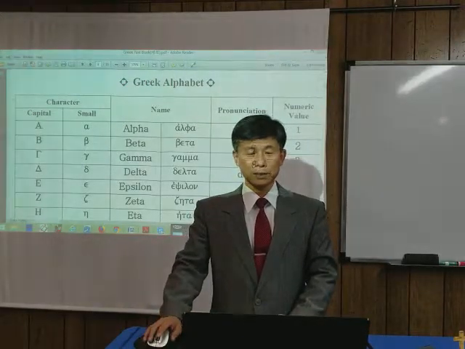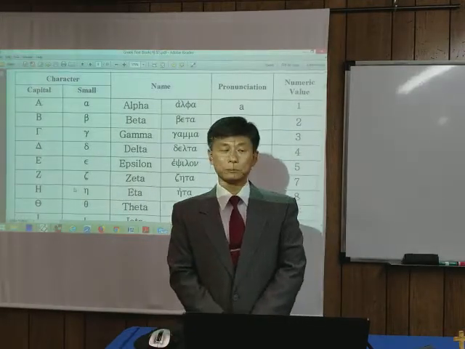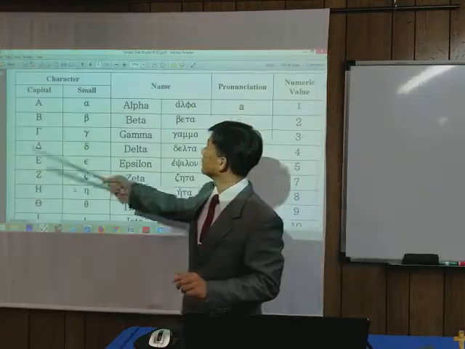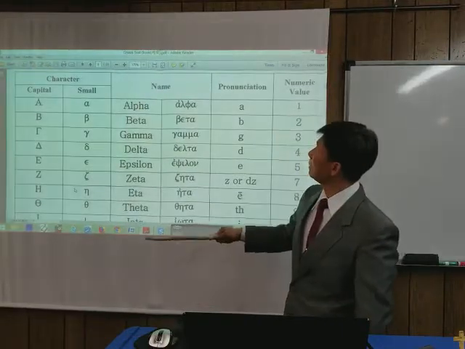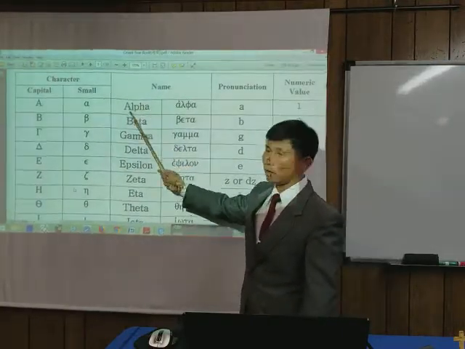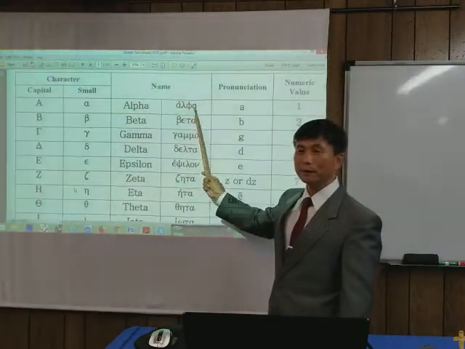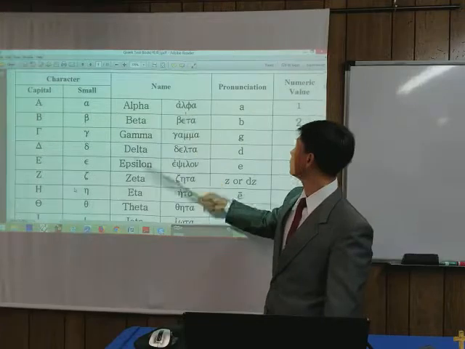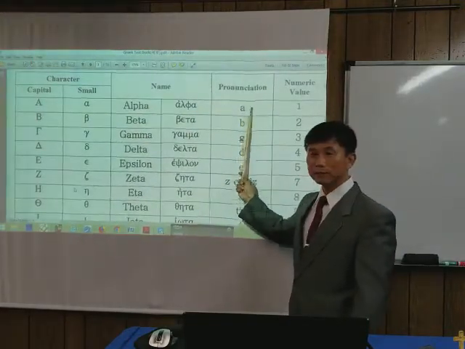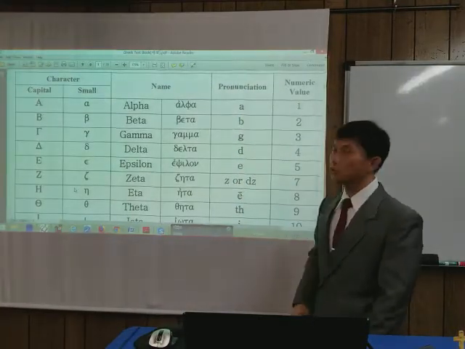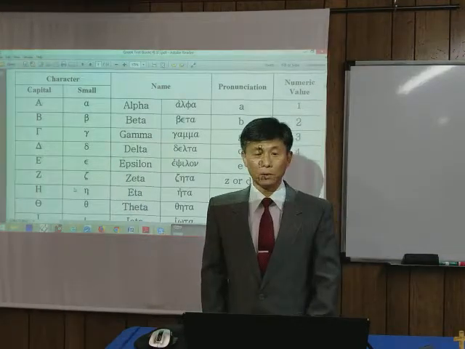As you look at the screen here, Greek alphabet, we see the capital letter and then the small letter, lowercase and then capital, and then we see the name of the alphabet in English, and then the name of the alphabet in Koine Greek, and then the pronunciation of this alphabet, and then the numeric value. I'm going to explain about the numeric value later on.